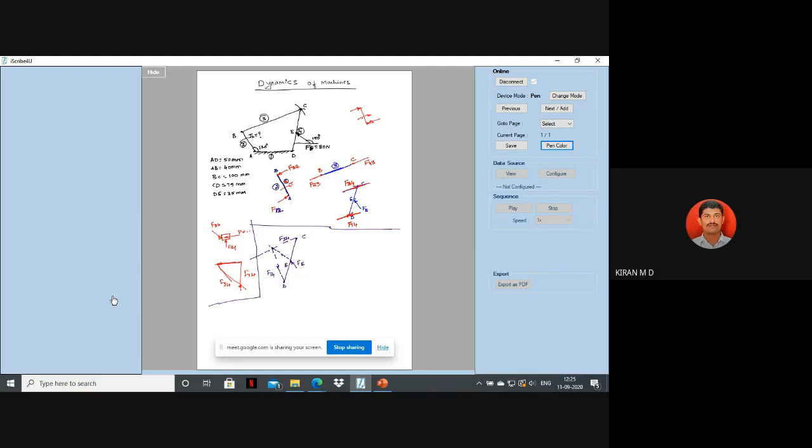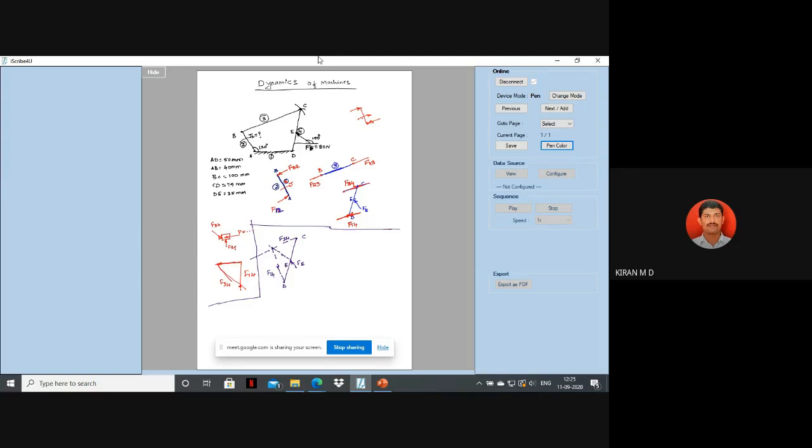Already we know the direction of FE and the direction of F34. We got the direction of F14 now. By using these three, we are going to draw the force polygon, the force triangle. Here the known value is FE. What is the FE value? 80 Newton. Use the scale 1 mm equals 1 Newton. So draw an 80 mm line here along the direction of 150 degrees from the horizontal.